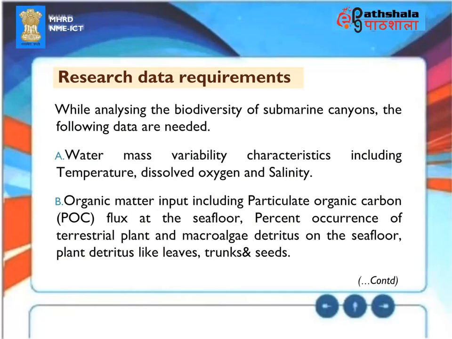Water mass variability characteristics, including temperature, dissolved oxygen and salinity; organic matter input including particulate organic carbon, POC, flux at the seafloor; and percent occurrence of terrestrial plant and macroalgae detritus on the seafloor, plant detritus like leaves, trunks and seeds.